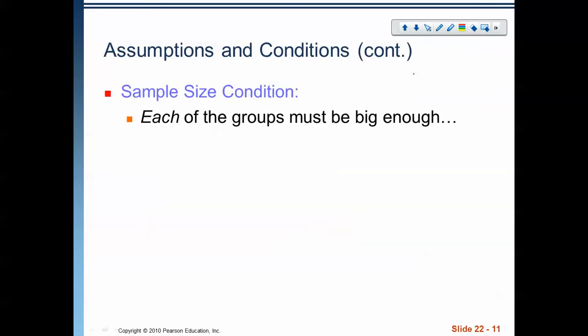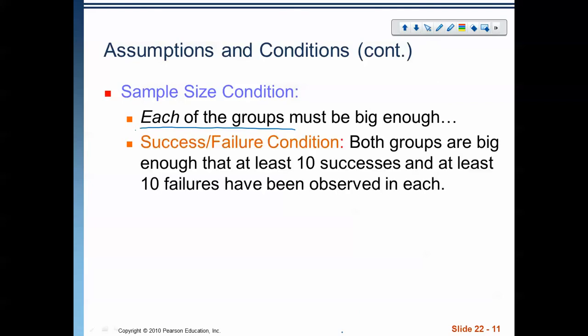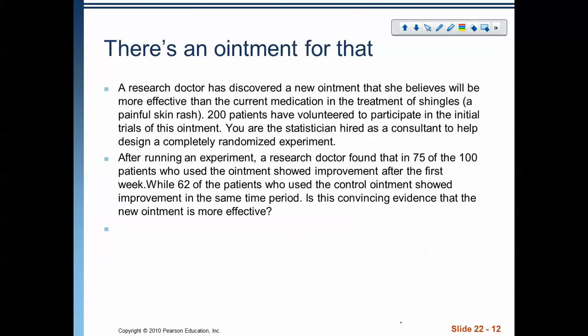Finally, we need the sample size. Again, each of the groups must be big enough, and it's the same as before. They need to be at least 10 successes and at least 10 failures. Again, we have to do each of the two samples, so each proportion needs to have a big enough sample size. So let's do an example here.